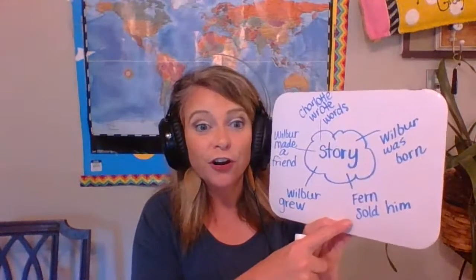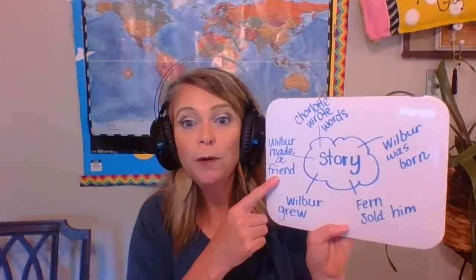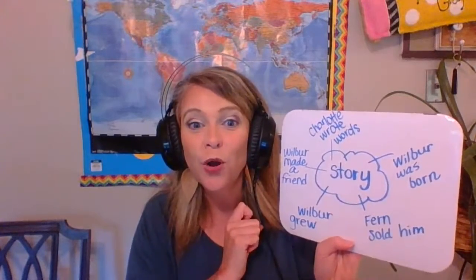Okay, so let's review what we have so far. Wilbur was born. Fern sold him. Hi, Sasha. Wilbur grew. Wilbur made a friend. Charlotte wrote words, okay? That's not how the story ends, however, okay?